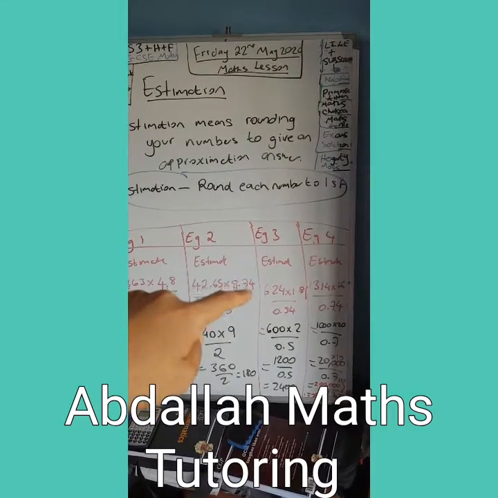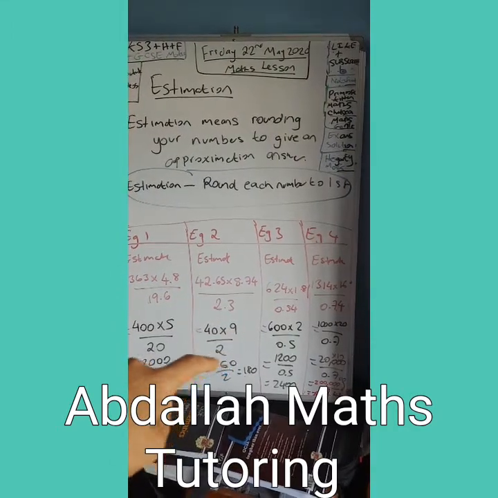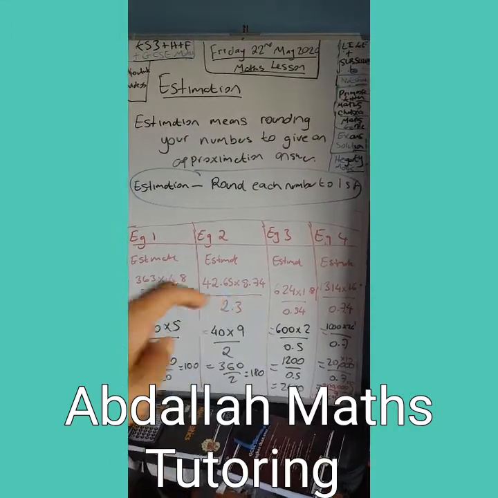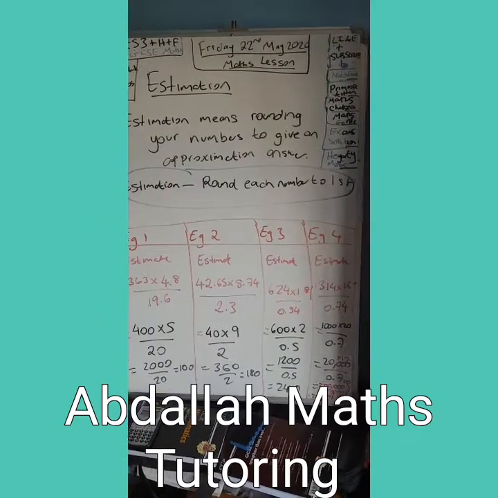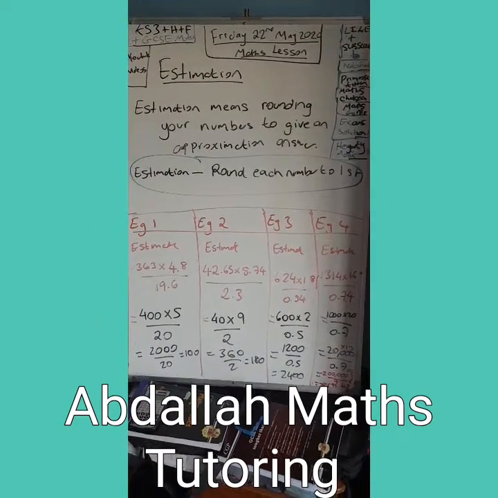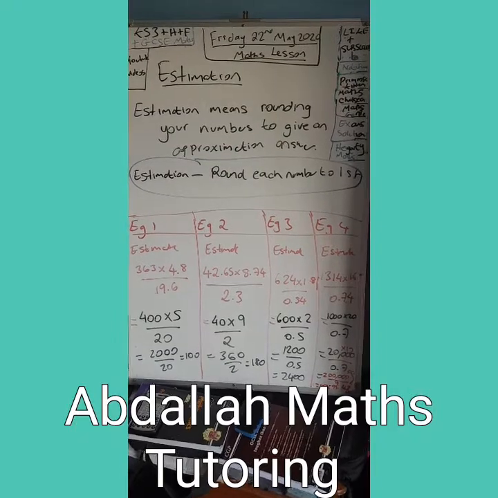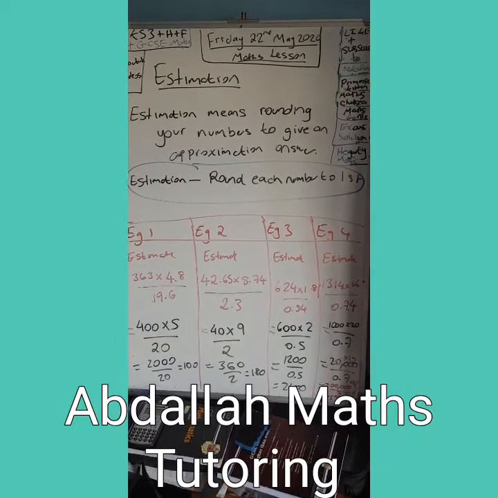8.74 is above 5, so I round up, so times by 9, divided by 2. 3 is below 5, so I round down. So I get 360 divided by 2, which is 180. So my approximate answer is 180.